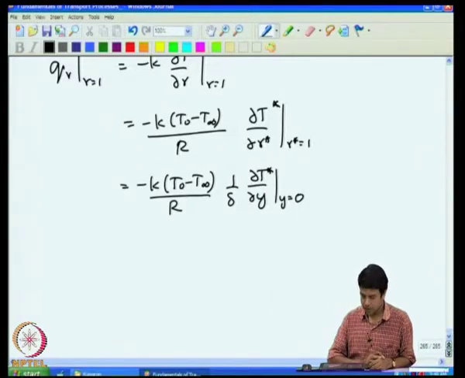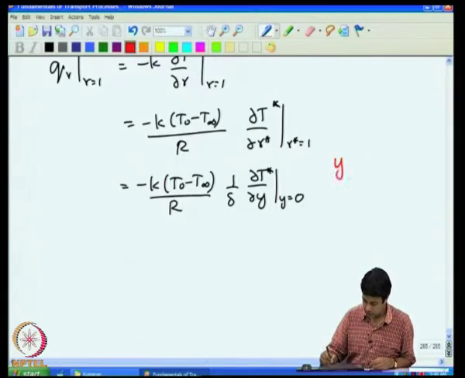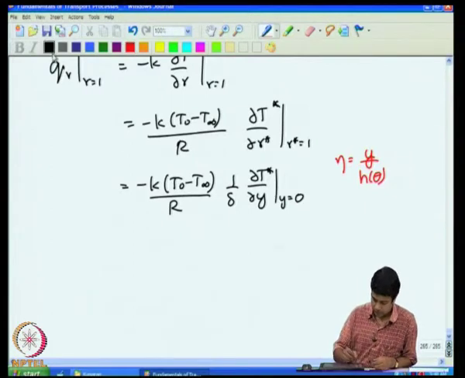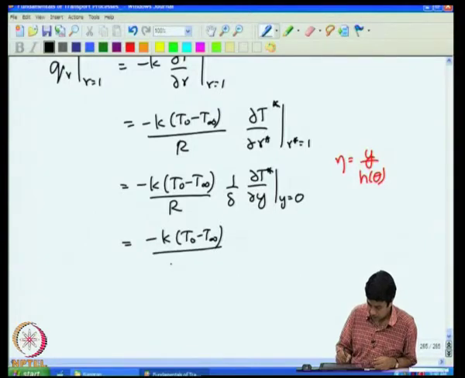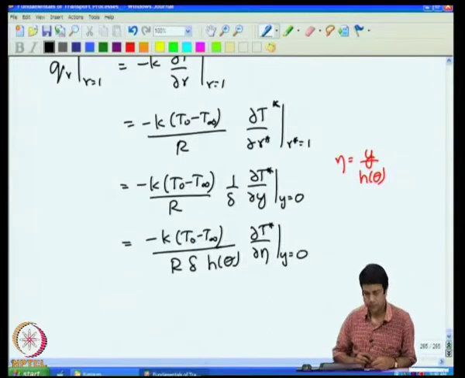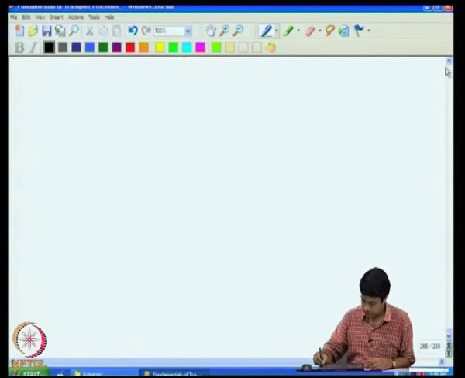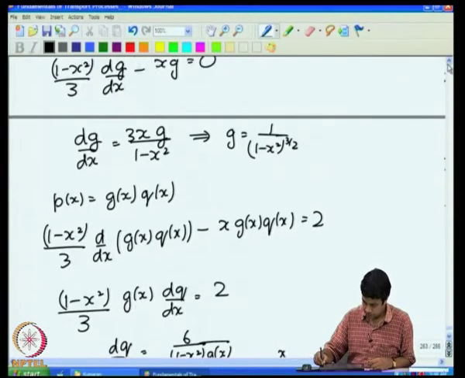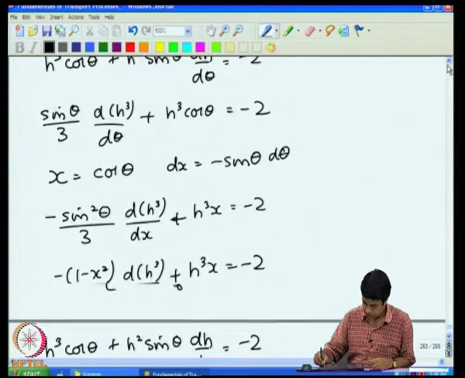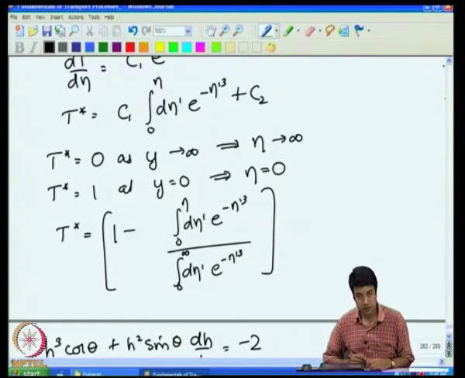And then I expressed y in terms of eta. Eta is equal to y by h of theta. So, therefore, I can write this as minus k into T naught minus T infinity by R delta h of theta, partial T by partial eta. And then I have an expression for T in terms of eta.